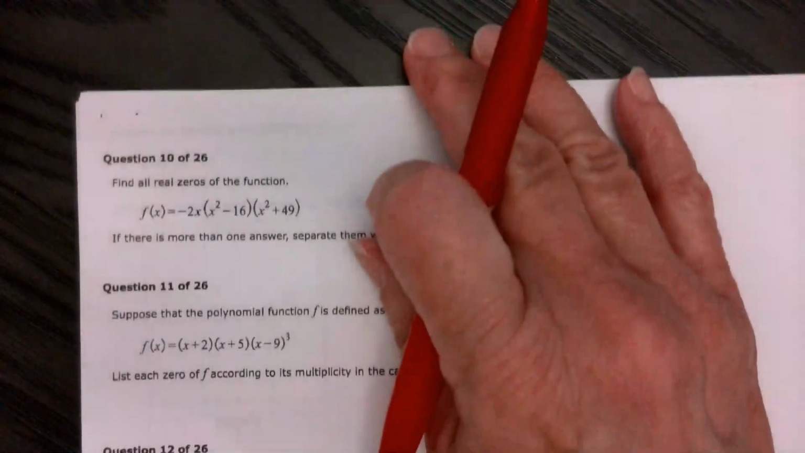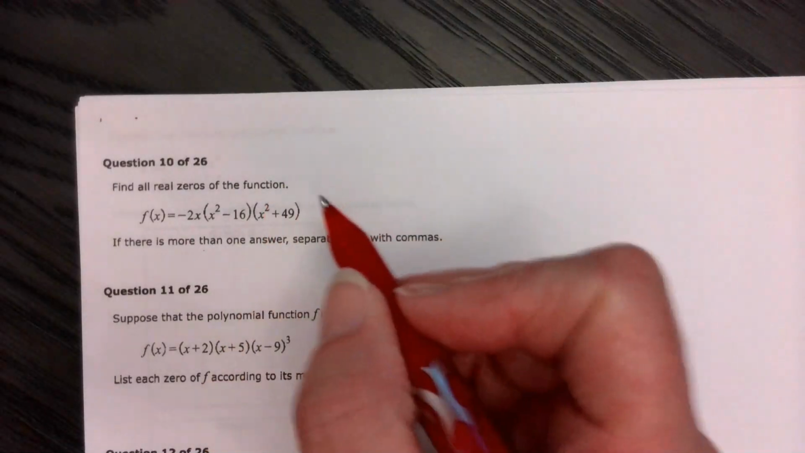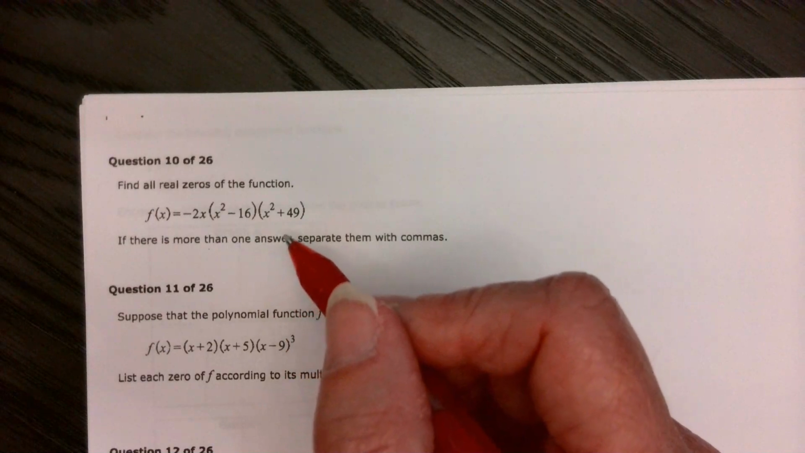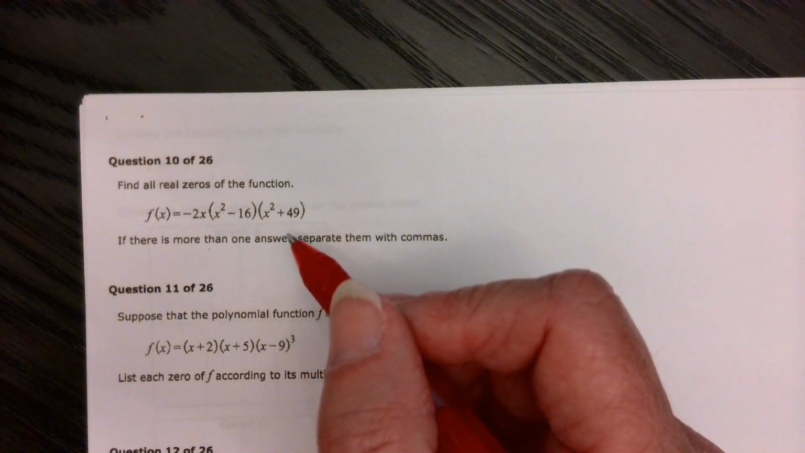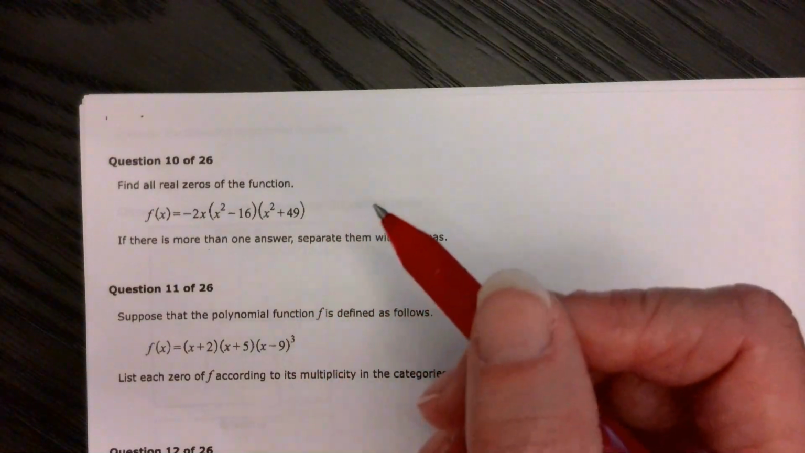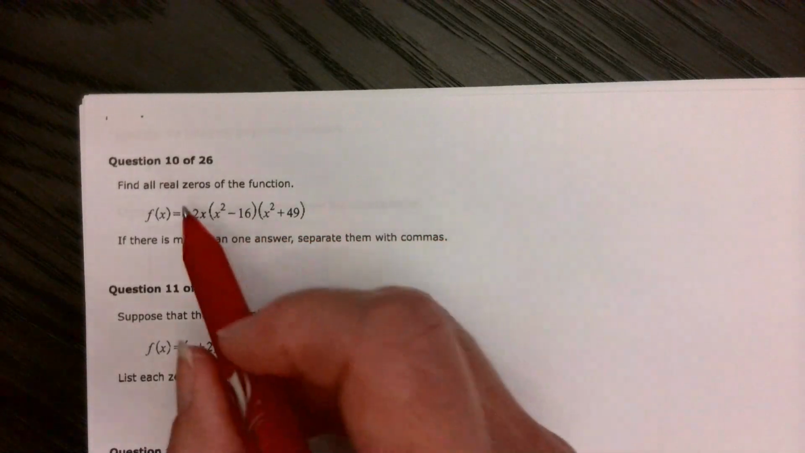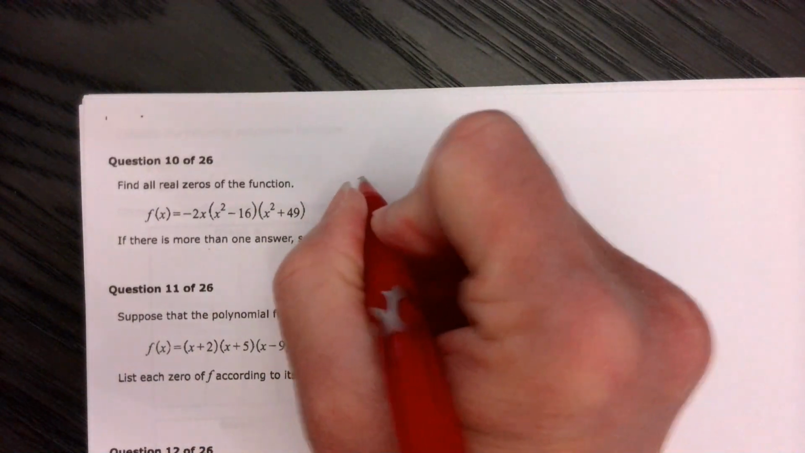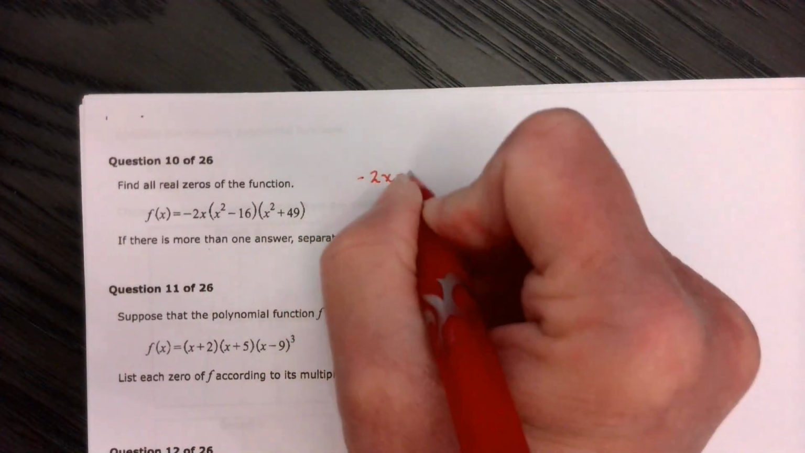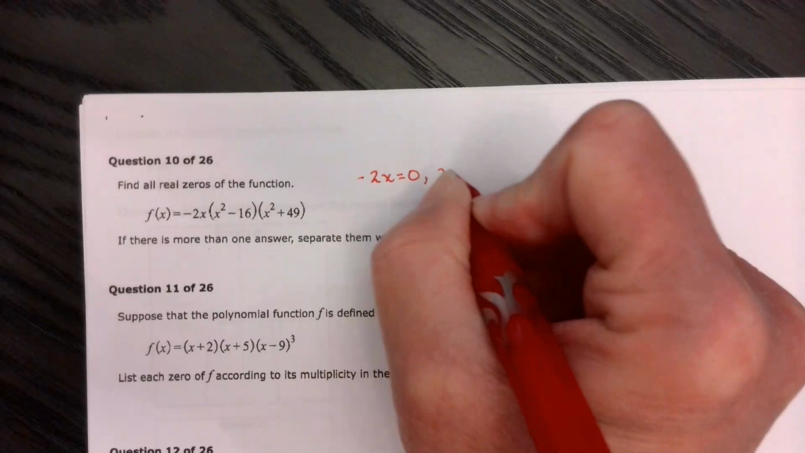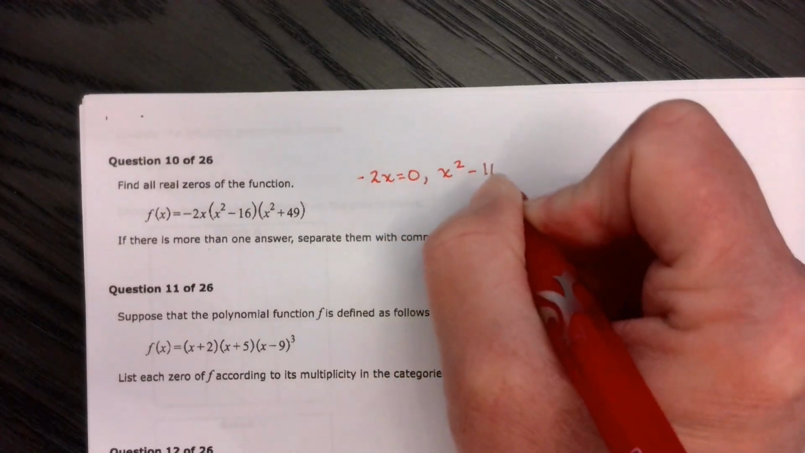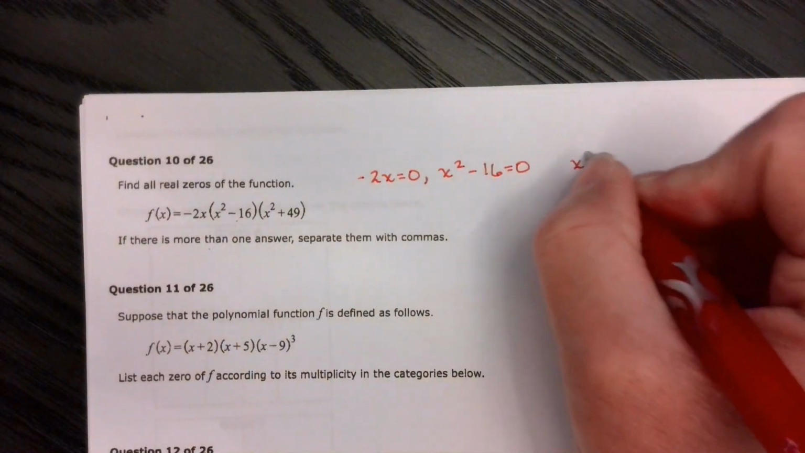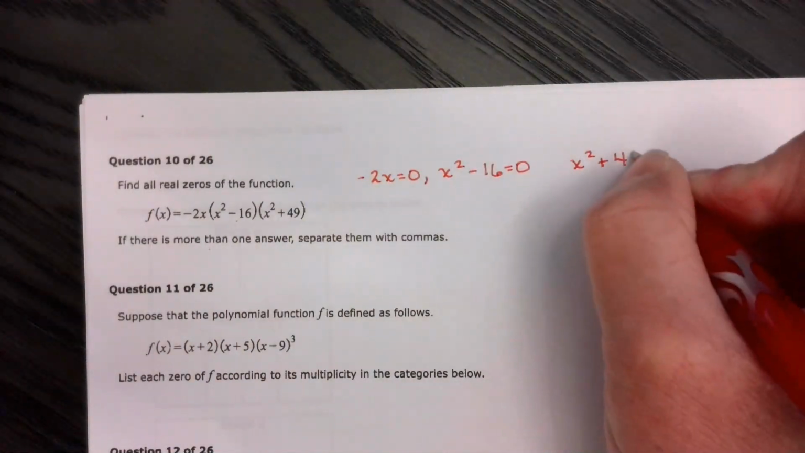This one right here. Find all zeros of this function. The nice thing about this is it's in factored form already. Okay? We don't have to do the factoring. So any of the factors that have an x in it, you set equal to 0. So we have negative 2x is equal to 0. You have x squared minus 16 equal to 0. And you have x squared plus 49 equals 0.